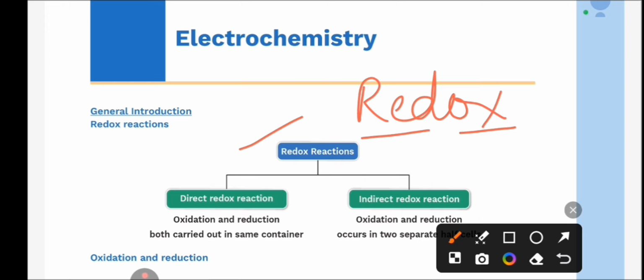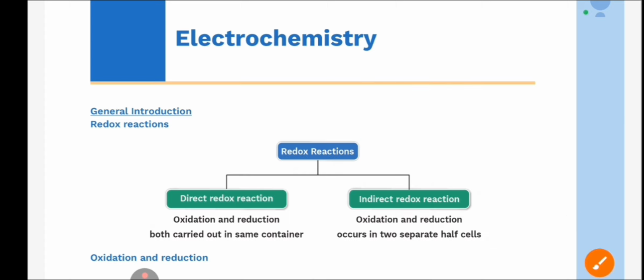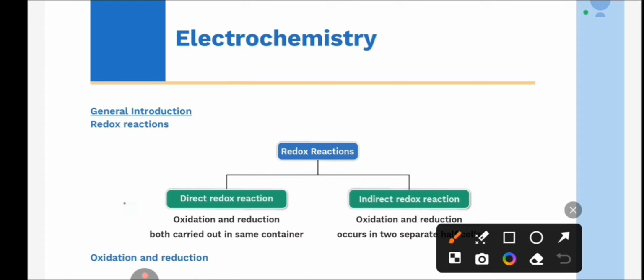Okay, reduction means reduce, where charge will reduce. In oxidation, charge will increase. If oxidation and reduction take place simultaneously, then this reaction is called redox reaction. It has two types: direct redox reaction and indirect redox reaction. If oxidation and reduction both take place in the same container, then it is called direct redox reaction. But if they need a separate beaker to carry out the oxidation and reduction, then it is called indirect redox reaction.